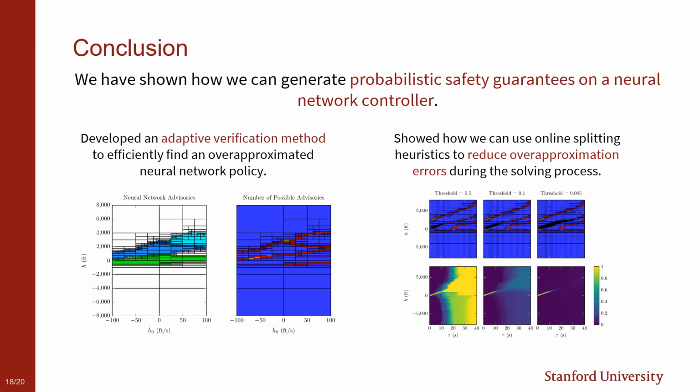To wrap up, we've outlined a method to generate probabilistic safety guarantees on a neural network controller. We developed an adaptive verification method to obtain an over-approximated neural network policy, and showed how we can use online splitting heuristics to reduce over-approximation error during the solving process in order to produce meaningful estimates. Overall, this represents a step towards the ability to verify the safety of neural network controllers so that safety-critical applications may experience their benefits.